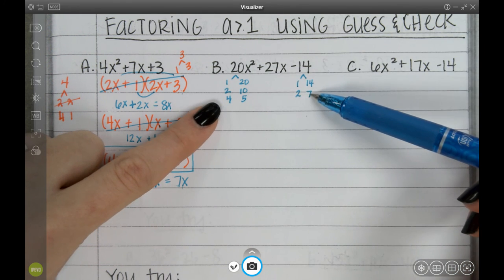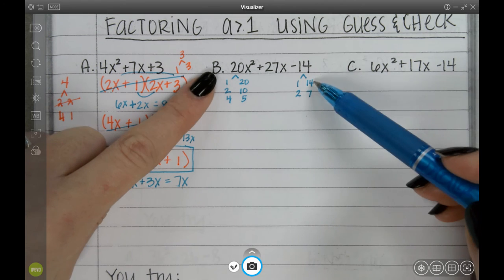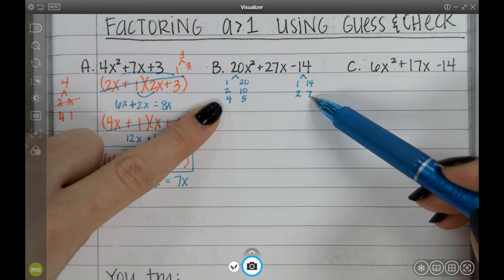And then I always start with these factors at the bottom, because a lot of the time, for some reason or another, those are the ones that work. That's not always how it is, but that's just the method that I use, and a lot of times it's less guessing and checking than if you start at the top with these bigger numbers, okay? So I'm going to start down here, and again, I'm just going to guess and check.